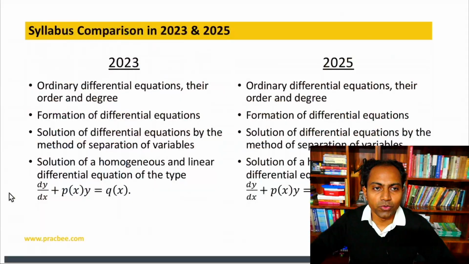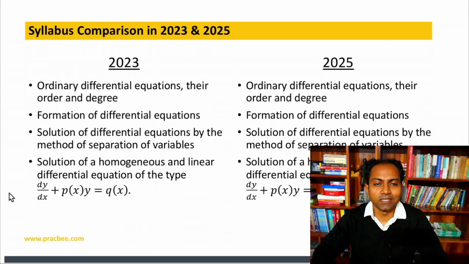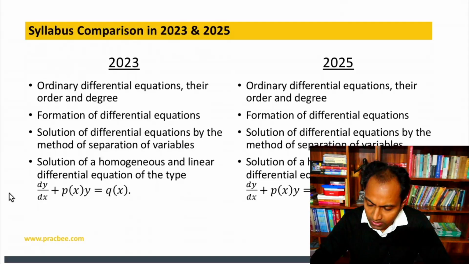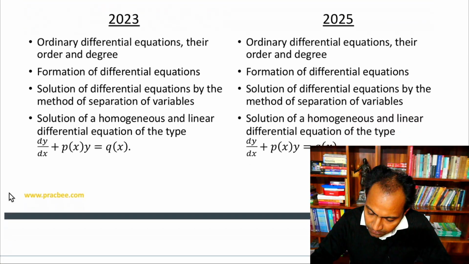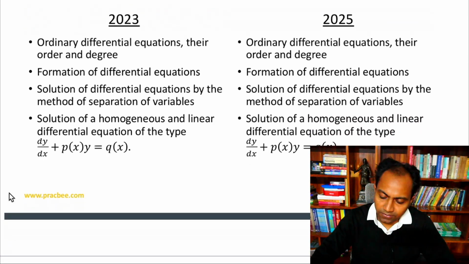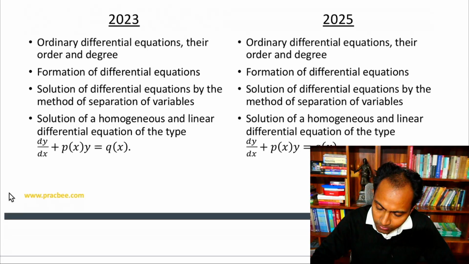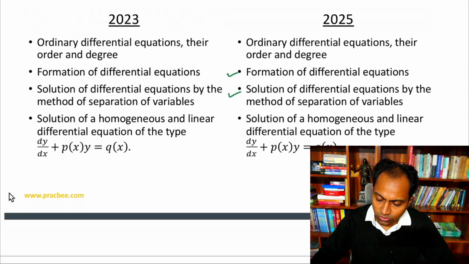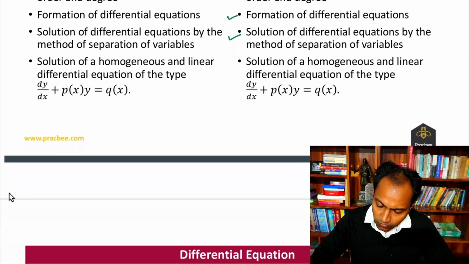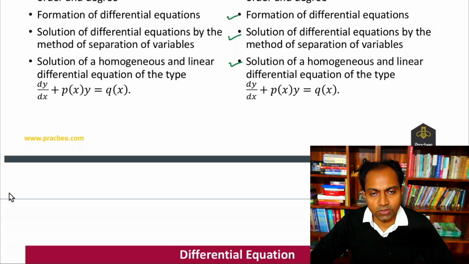Now, if I look towards the syllabus comparison, you can clearly see that from 23 to 25, there has been no change in the syllabus. Ordinary differential equation and their order degree, this is the first part that is already in the syllabus. Formation of differential equation remains the same. Solution of differential equation by variable separable, that is also there. Homogeneous equation and linear differential equation are also part of the syllabus. So fundamentally speaking, there is no change in the syllabus.